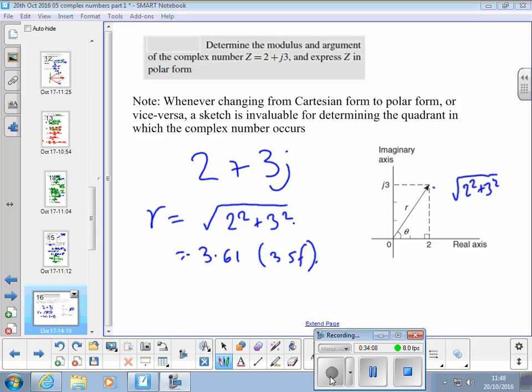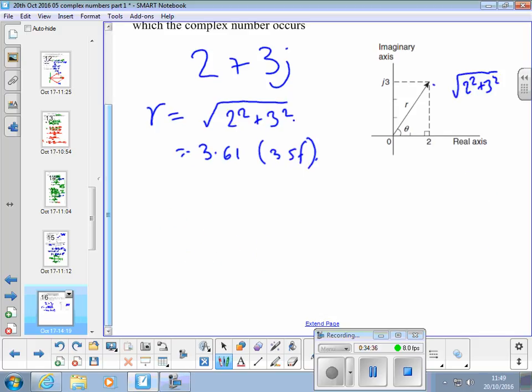So the magnitude of a polar complex number is the square of the real term plus the square of the magnitude of the j term, all square rooted.